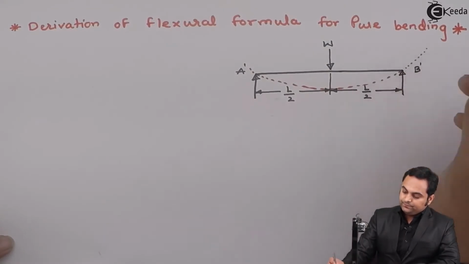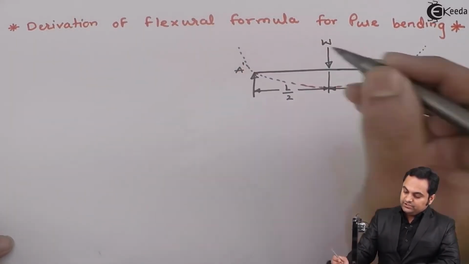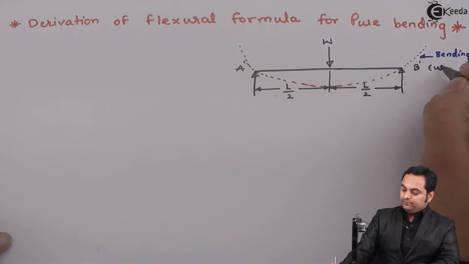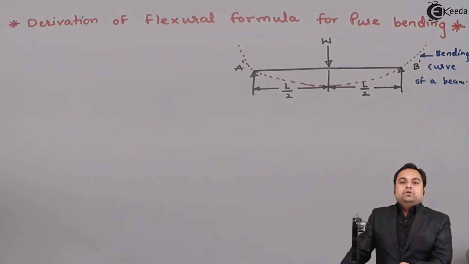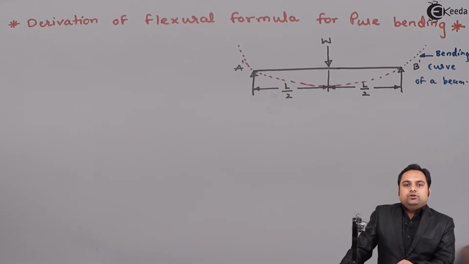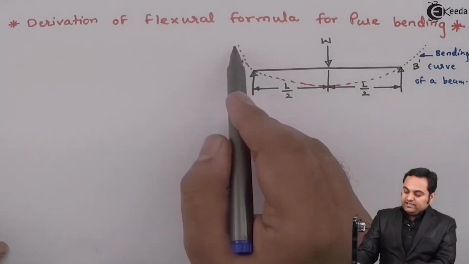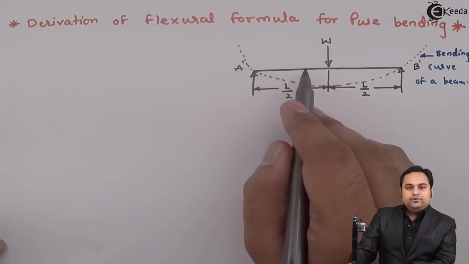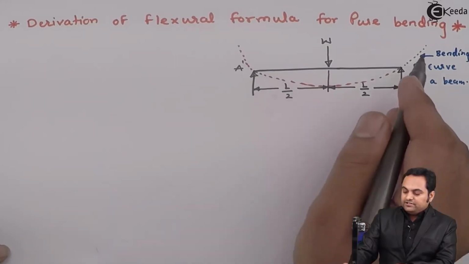So here this arc which I am getting is the bending curve of a beam. Now we have to derive the formula which is called the flexural formula, and flexural here means bending. We are going to derive the bending formula here for the case which I have considered by taking an example of point load. But even if we apply a uniformly distributed load, the beam will bend in this manner.